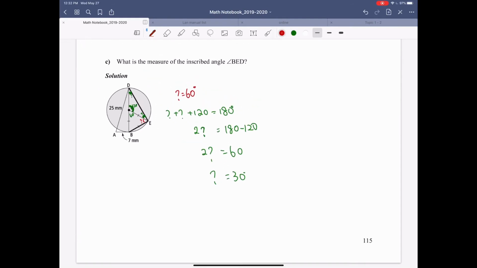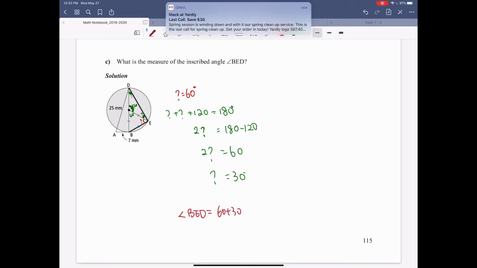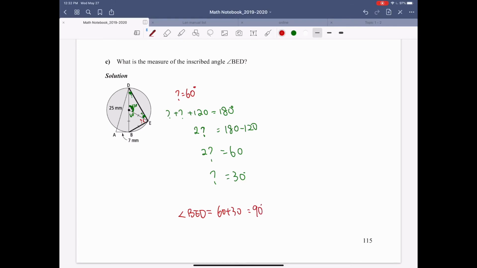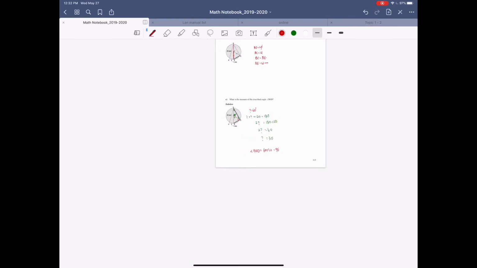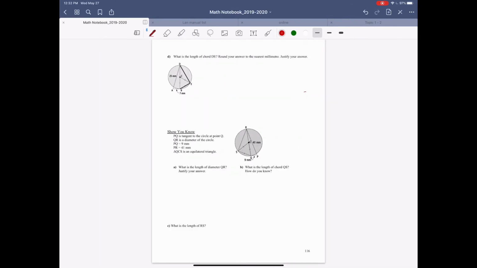The red question mark is 60 degrees. So the angle BED is those two added up. So it's 60 plus 30, which is 90 degrees. Yes, it's 90 degrees, but you just have to prove it. What's the length of the chord DE?